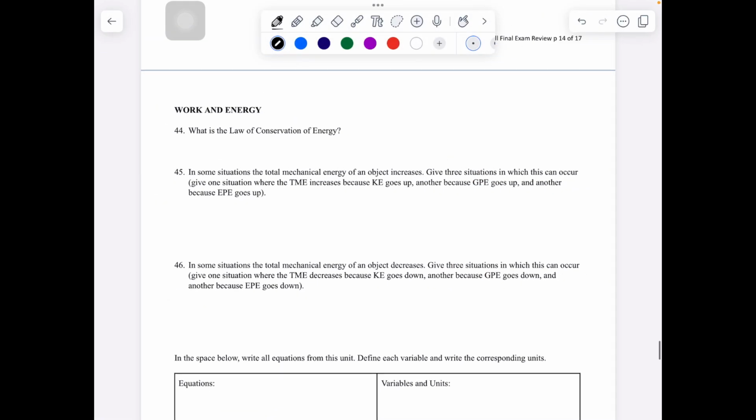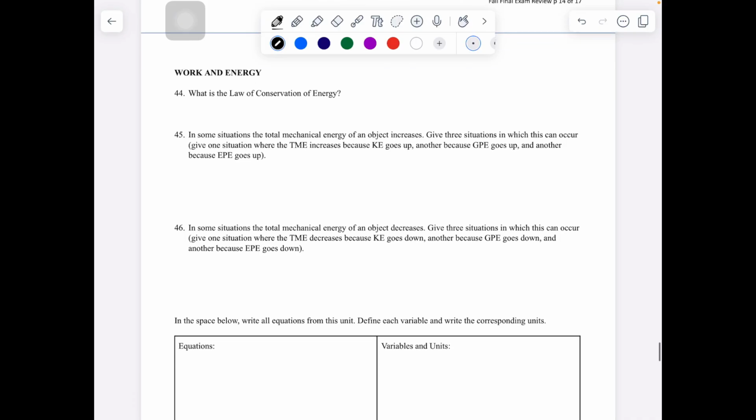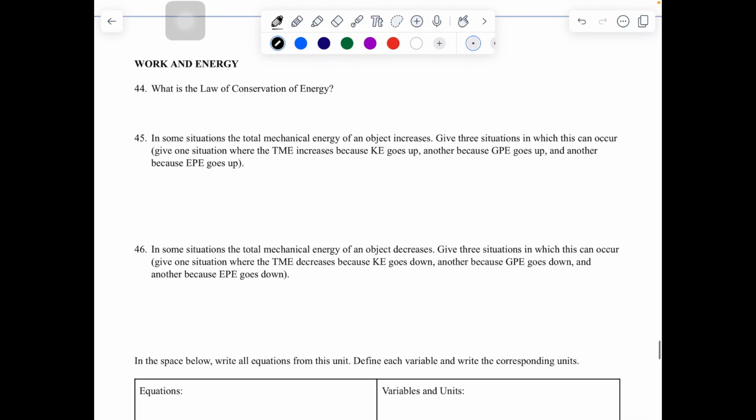Alright, last section, energy. What is the law of conservation of energy? That is just saying that energy cannot be created or destroyed, so energy must be conserved. If there is no work done on a system, the total mechanical energy of that system stays constant. In some situations, total mechanical energy of an object increases. You have 3 situations in which this can occur.